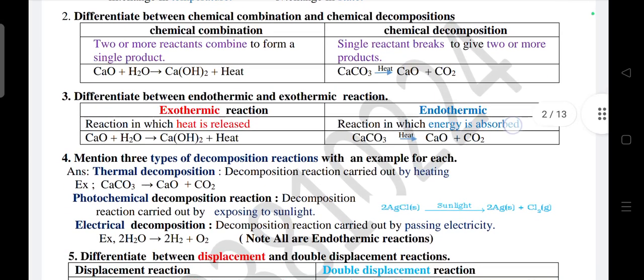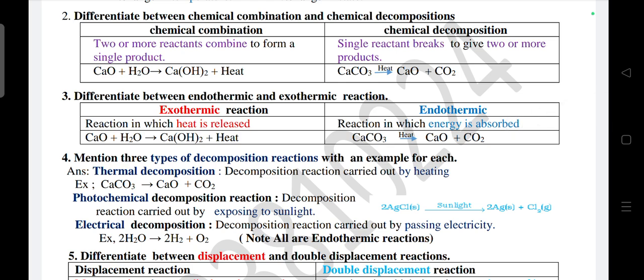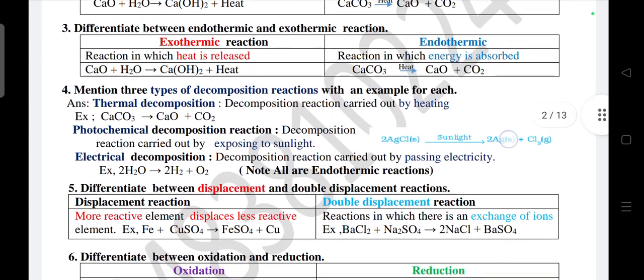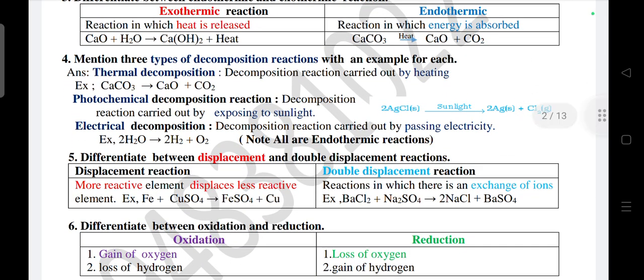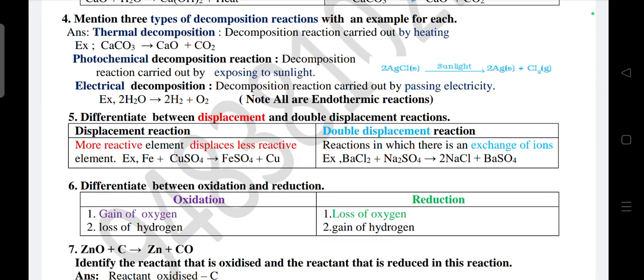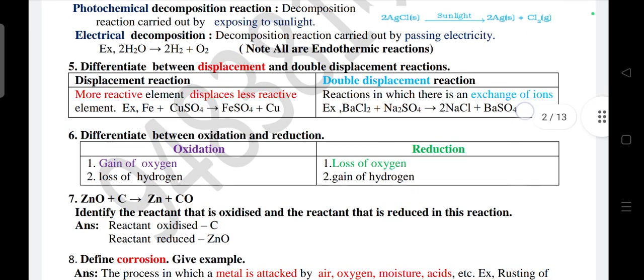Next, the difference between chemical combination and chemical decomposition. Then the difference between endothermic reaction and exothermic reaction. Mention 3 types of decomposition reaction with an example. Next one, the difference between displacement reaction and double displacement reaction.